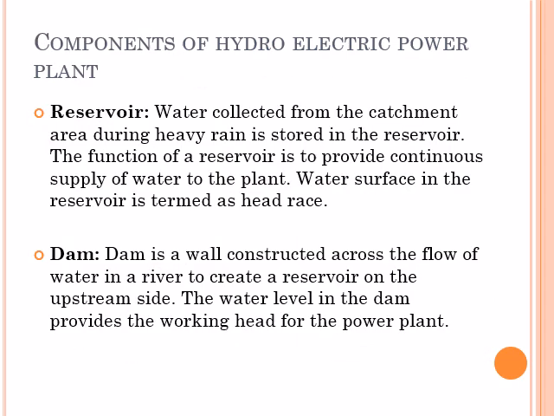First is the reservoir. Water collected from the catchment area during heavy rain is stored in the reservoir. The function of the reservoir is to provide a continuous supply of water to the plant. The water surface in the reservoir is termed the head race. Dam is the wall constructed across the flow of water in the river to create a reservoir on the upstream side. The water level in the dam provides the working head for the power plant.